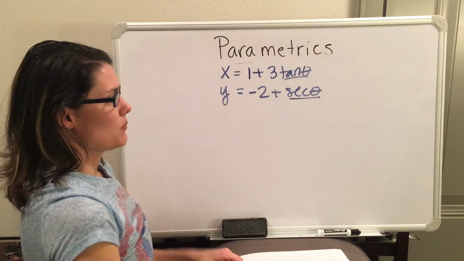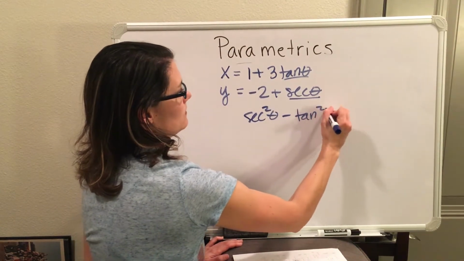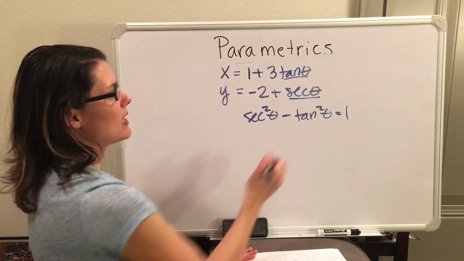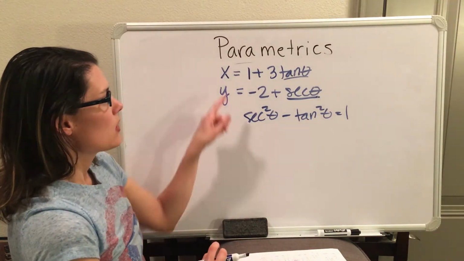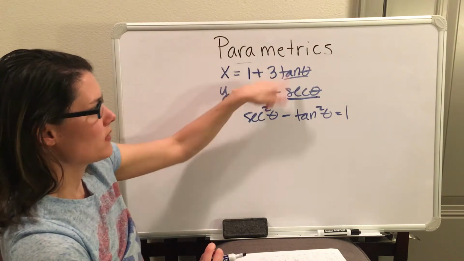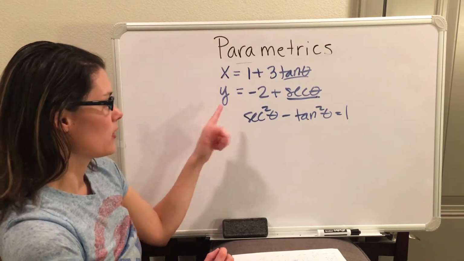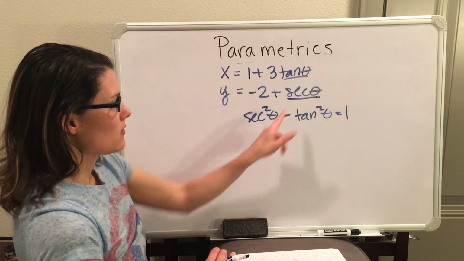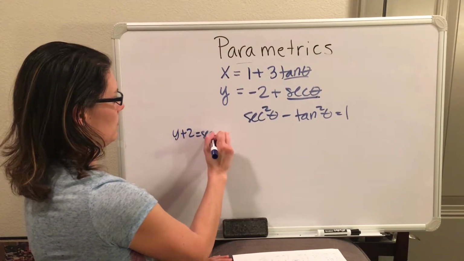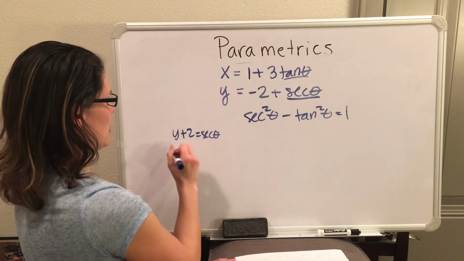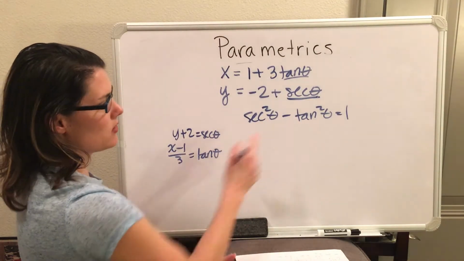In this case, we are going to use another identity, the one that involves secant and tangent. What you need to realize is that the secant one is always your positive one because the identity is always in this order. X and Y can interchange, but in this case, secant is with the Y, so your Y will always go first in this situation. So you're going to do the same thing. You'll solve for secant by adding 2 over, and then you'll also solve for tangent by subtracting 1 and dividing by 3. And then you can plug them into the identity.